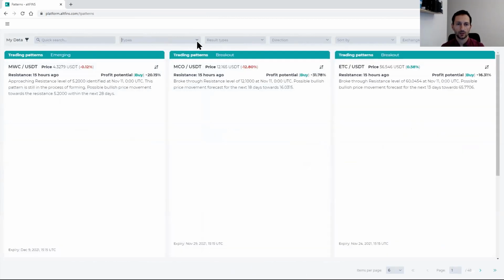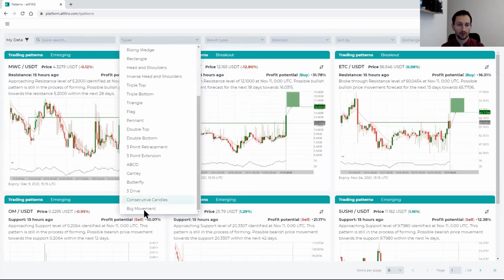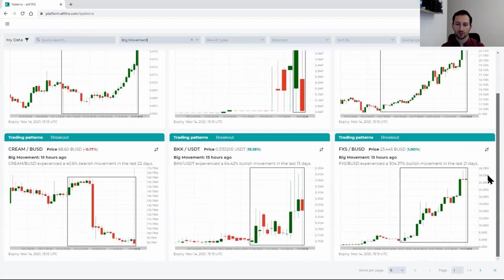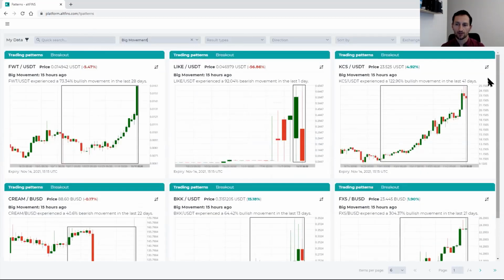And then the last one on the list that we have is big movements. That's somewhat similar to the other one in that it alerts you that there's been a big movement and there could be some kind of reversal. I would combine this with an overbought or oversold RSI.